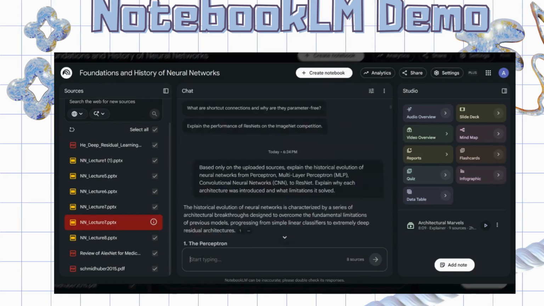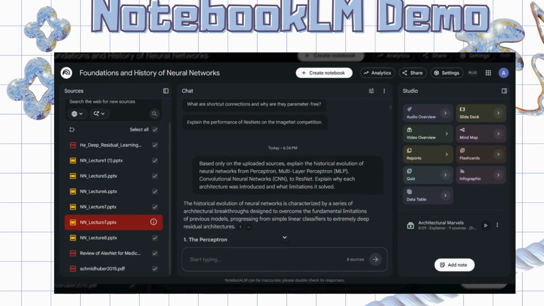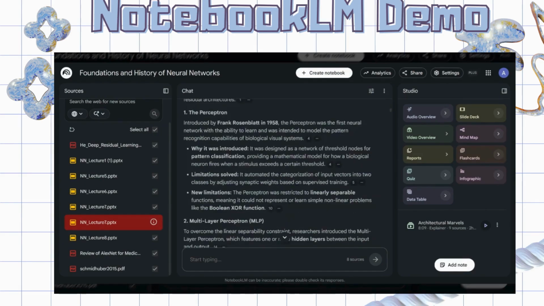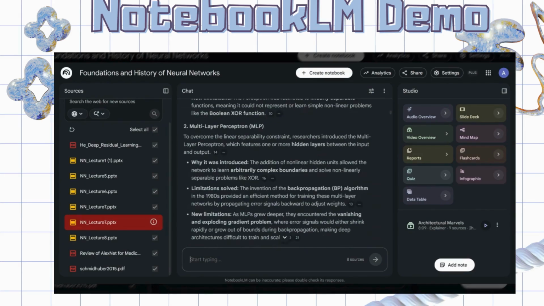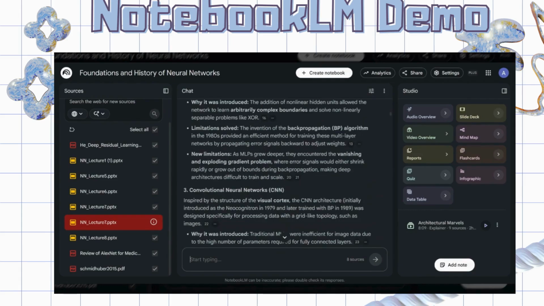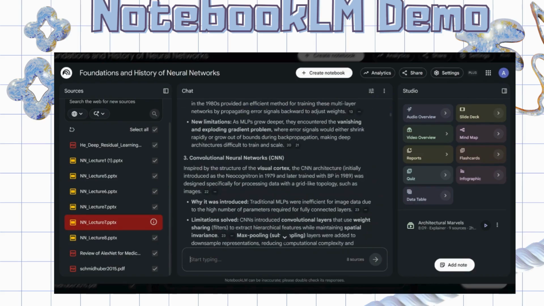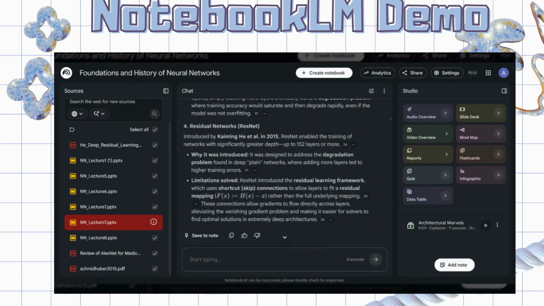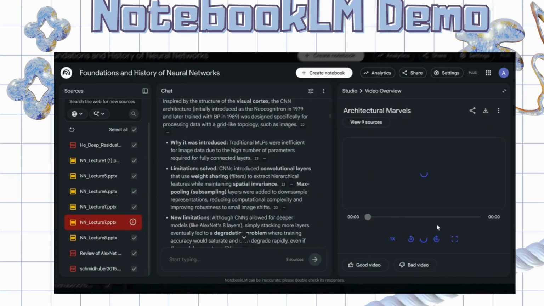Firstly, we asked NotebookLM to explain the historical evolution of neural networks based on our sources. It summarized how neural networks evolved from the perceptron, which can only solve linearly separable problems, then to the multi-layer perceptron, which introduced hidden layers and backpropagation to solve more complex problems. Then it explained how CNNs improved, and lastly, how ResNet overcame the limitations by introducing residual learning and skip connections.